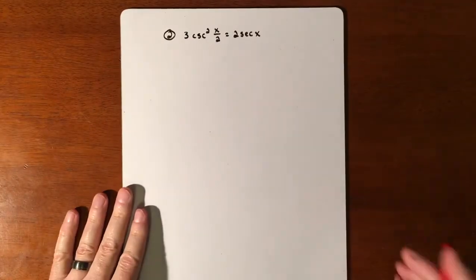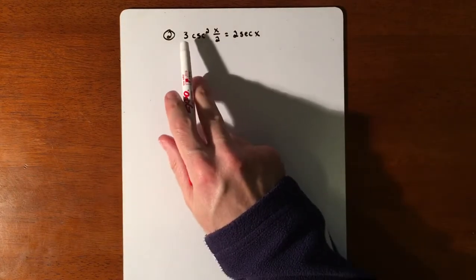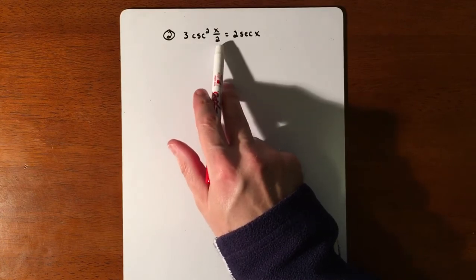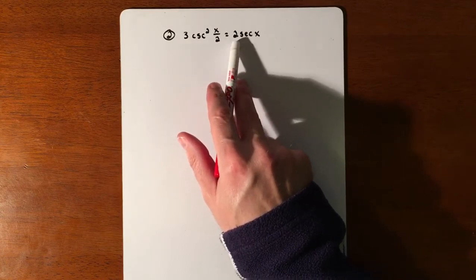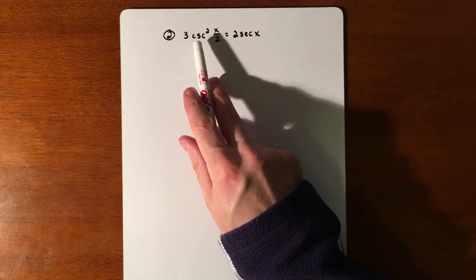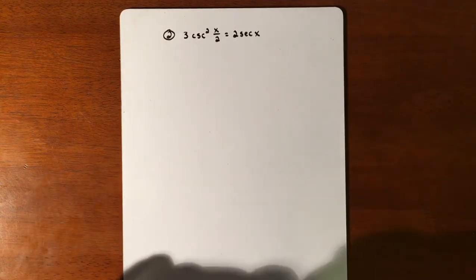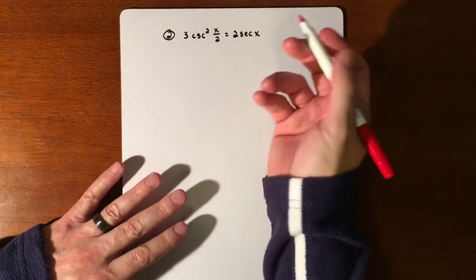So this one is a little rough looking. We have 3 cosecant squared of x over 2 is equal to 2 secant x. So cosecant squared and secant, I don't love those at all. So I'm going to rewrite those first thing as sines and cosines.